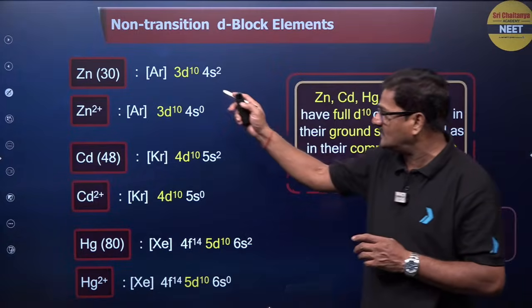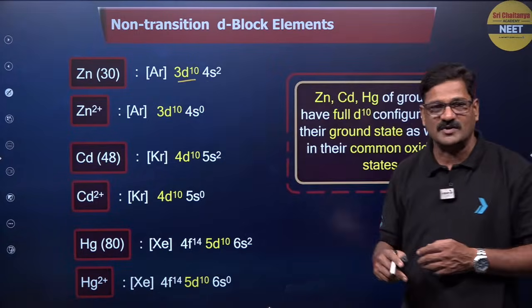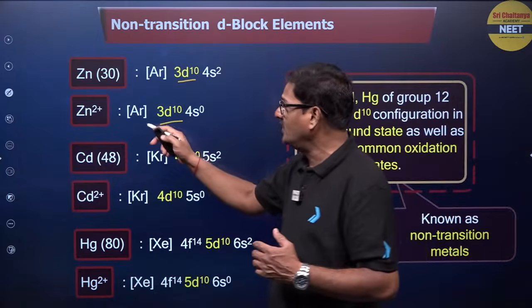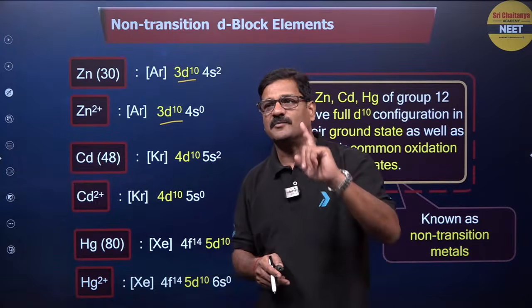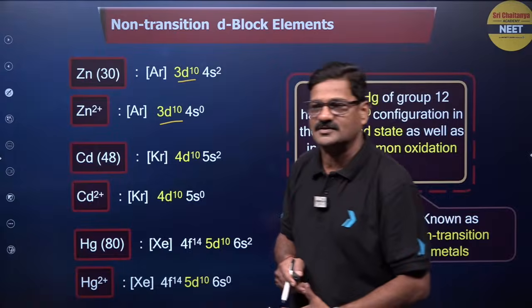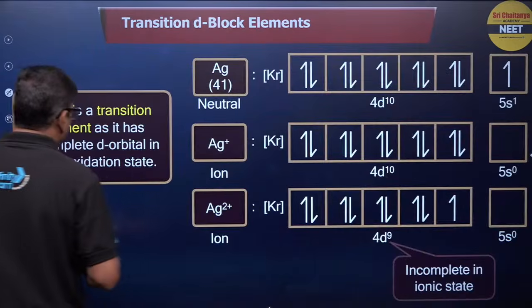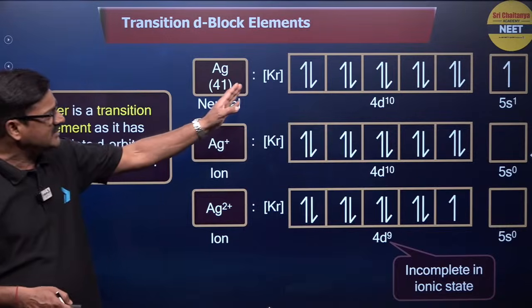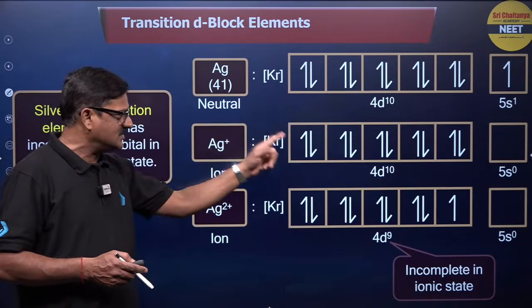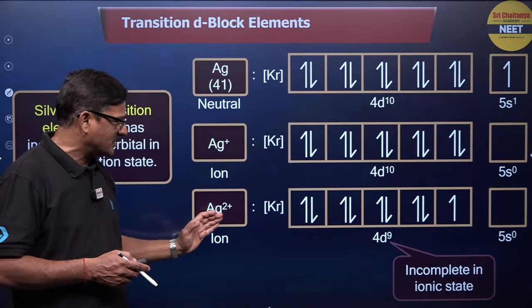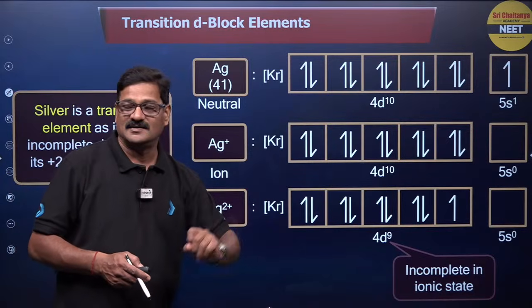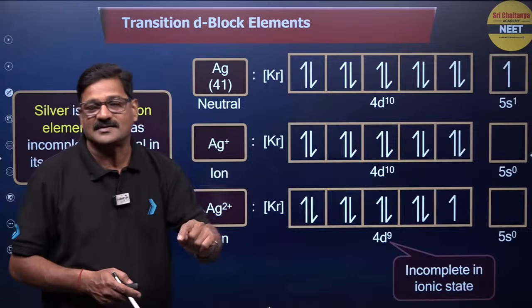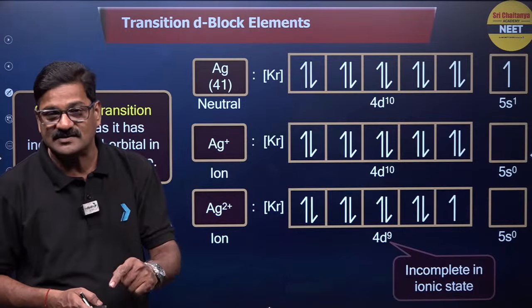So zinc, you can see 3d10 in the ground state, and zinc 2 plus still has 3d10. Zinc, cadmium, mercury are not considered to be transition elements, and silver is a transition element because silver is d10, silver plus is d10 and silver 2 plus is d9. So you can consider silver as a transition metal.